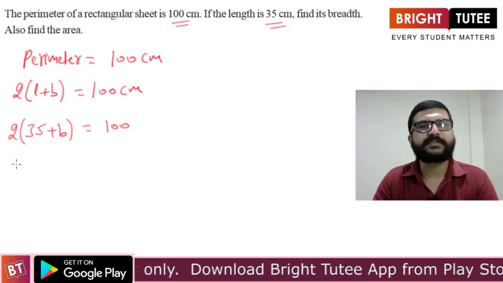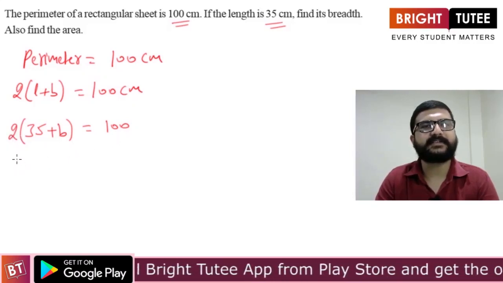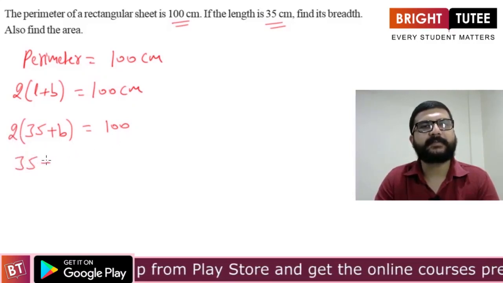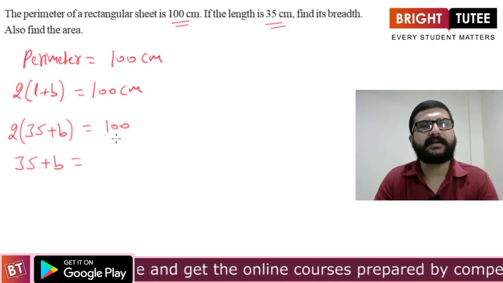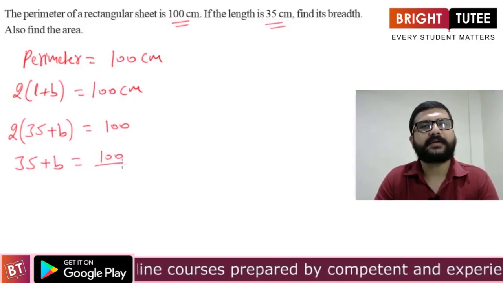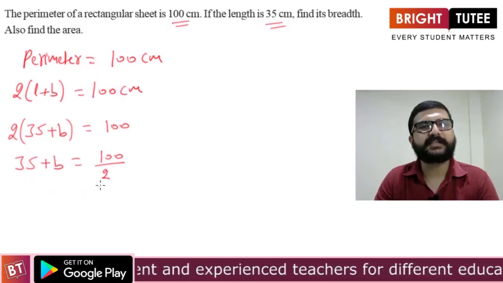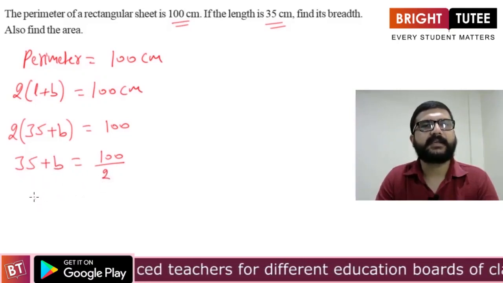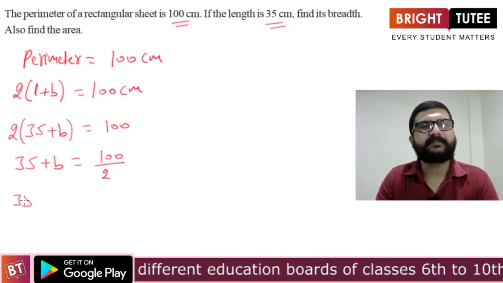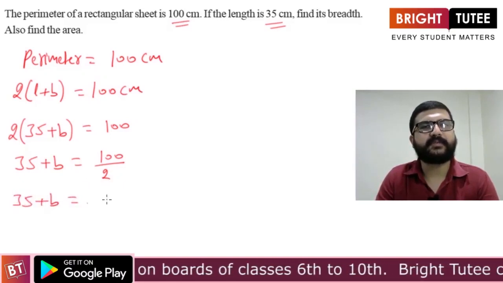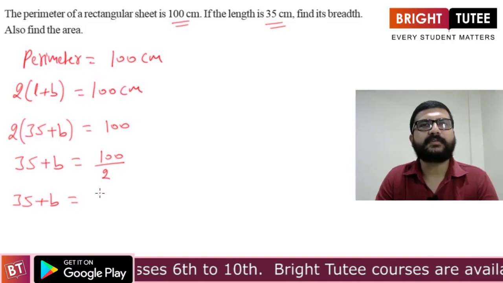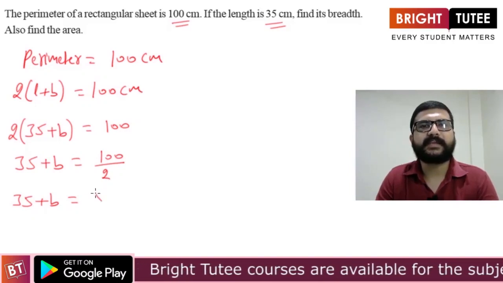Now let's transpose this 2 here on the right side. So this will give us 35 plus B is equal to 100 divided by 2. 2 was multiplied with 35 plus B, so after transposition it will come in division. Now we are having 35 plus B is equal to 100 divided by 2, this will give us 50.